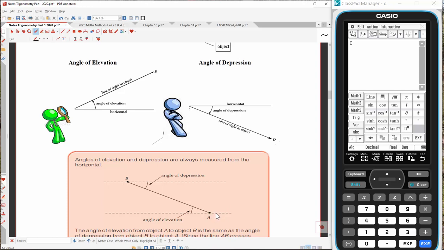An example of this would be, here is a bird, and here is a cat on the ground. Not a cart, a cat. The cat looks up at the bird from the horizontal. That's an angle of elevation. Ooh, there's a bird. At the same time, the bird up here in the tree, minding its own business, goes, oop, I'm looking out at the horizontal and there's a cat down there. That's an angle of depression. And these two angles will be the same. When the cat looks up and the bird looks down, that angle there and there will be exactly the same.